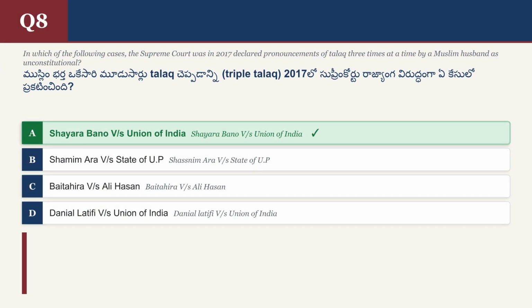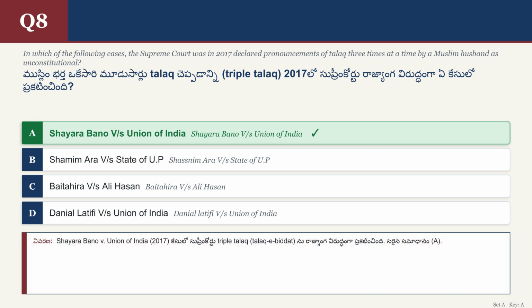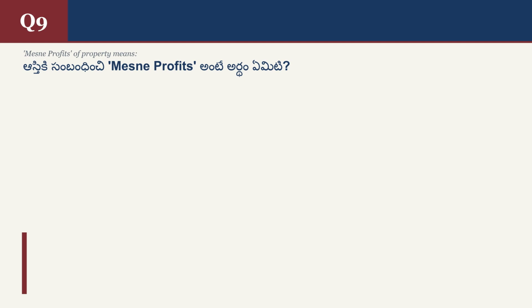Question 8 asks, which case in 2017 declared the pronouncement of triple talaq by a Muslim husband as unconstitutional? The correct answer is A, Shayara Bano v. Union of India. Question 9 asks for the meaning of mesne profits of property.